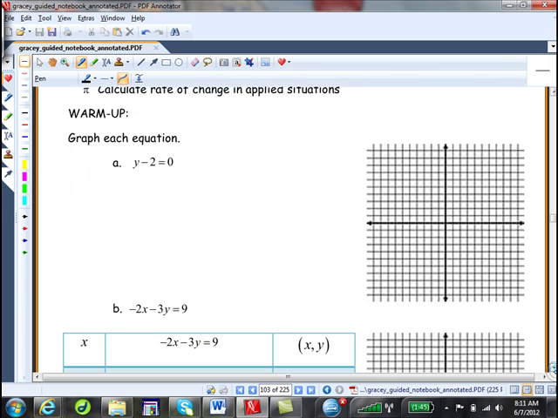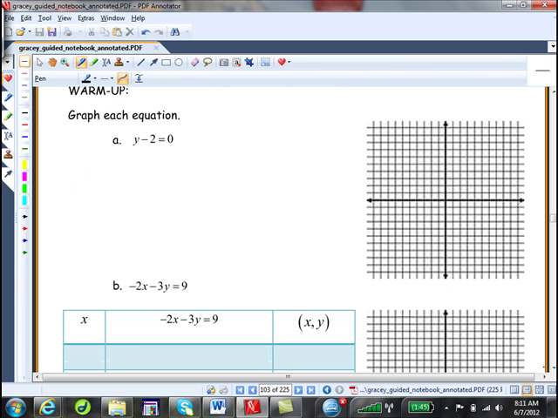Pause the movie and graph these equations. Alrighty, let's see how you did. With this one, notice that we have one variable, so that means that we're either going to have a horizontal or a vertical line. So let's isolate this y variable by adding 2 to both sides, and then we get y is equal to positive 2. So that is the graph.